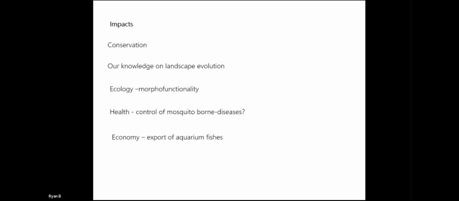Also, by studying this group, I believe we'll be able to improve our knowledge of landscape evolution through biogeographical studies. Ecology and morphofunctionality questions come up more and more each time. How is it possible to have 7 or 8 species in the Okavango, for example, occurring in close areas, even overlapping their distribution? How is that possible?